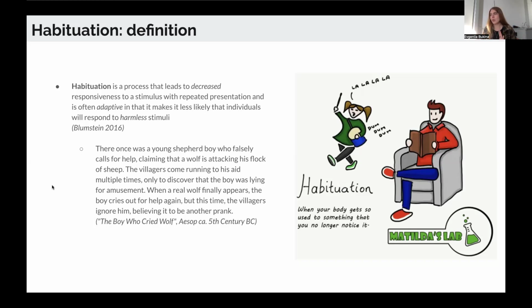It was a boy who was looking after his sheep, and he decided to crack a joke and ask for help, like, wolf, wolf, please come. And people came, tried to help him, but there were no wolves, and he did that several times. But then at some point, when real wolves came to eat his sheep, nobody came. Why? Because people habituated to his lies. So it's an example of how habituation on a behavioral level can work.